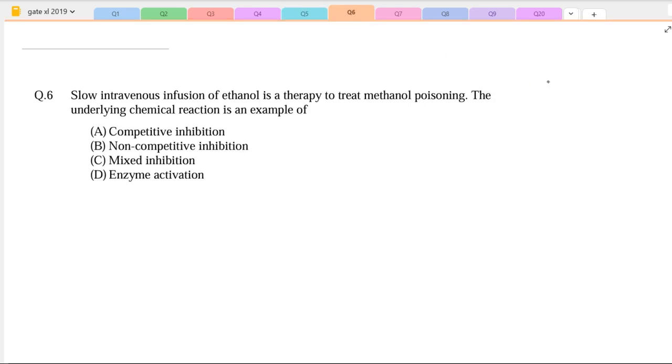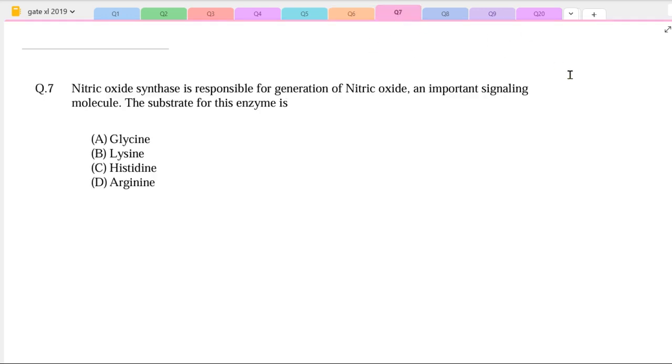Slow intravenous infusion of ethanol is a therapy to treat methanol poisoning. The underlying chemical reaction here is an example of, and the correct answer is competitive inhibition. This is usually used as a treatment, and if you know that this is an example of competitive inhibition of an enzyme reaction, then this is an easy question to solve. This is a basic, I would say, general knowledge question. Okay, moving on to the next question.